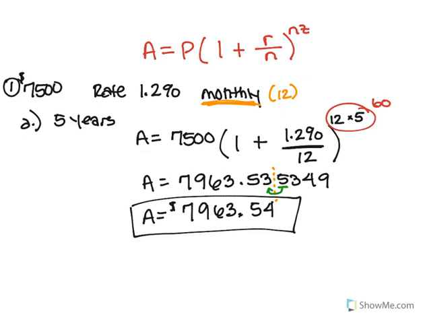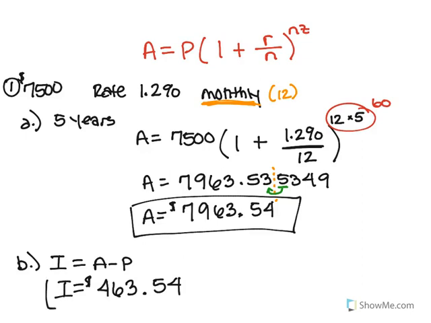So B asks you, okay, what was that interest? Just subtract them. We're going to just subtract the two numbers. So you're going to take that 7963.54 minus 7,500, and you should get $463.54. So that's a good little, I guess in 5 years, you made almost $500 on it.